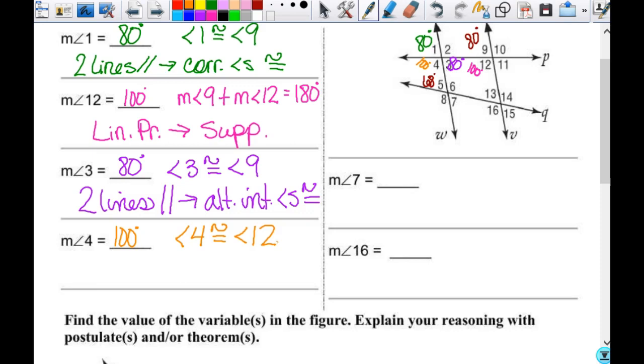And then what type of angle pair are those? Well, I just said that they're congruent, so I know they're not supplementary, and I know they're not a linear pair. They are corresponding. They're in the same position, both in the bottom left. So if two lines are parallel, then corresponding angles are congruent. All right, so now look up there. Are angles 9 and 4 supplementary?